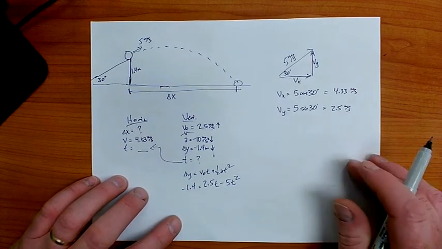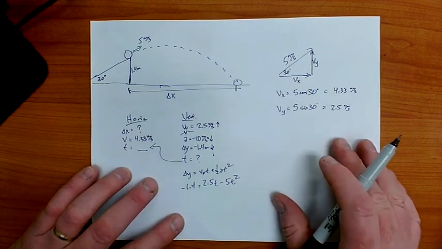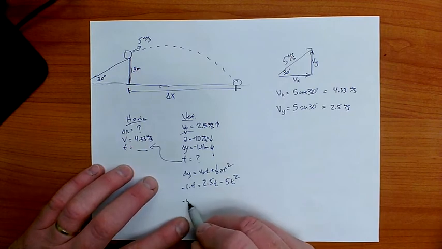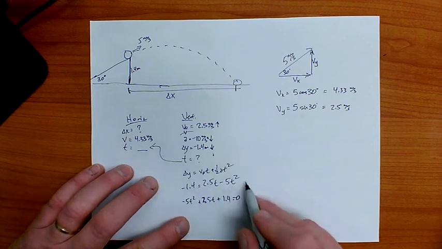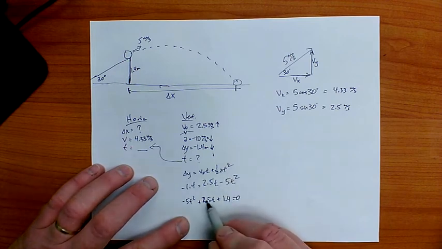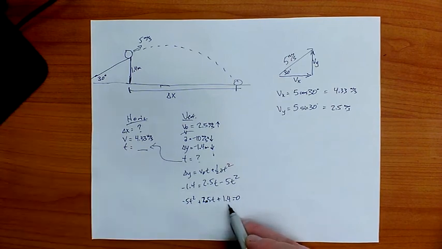I programmed it into my calculator to make life really easy for me. You can Google how to do that, by the way. It's pretty easy. So first thing I need to do is put this in standard form. So that's minus 5t squared plus 2.5t plus 1.4 equals 0. In other words, I add 1.4 to get everything on the same side, and then I set that equal to 0. So my a is negative 5, my b is 2.5, my c is 1.4.